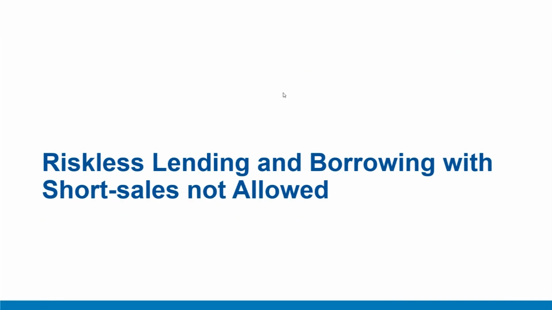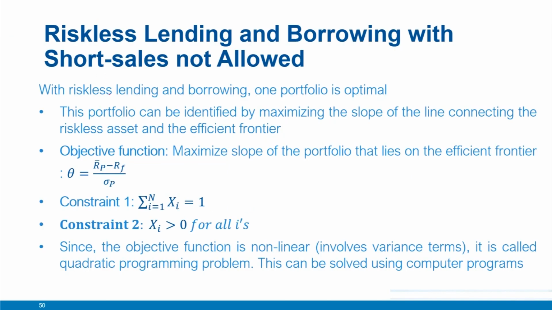In this video we'll discuss the riskless lending and borrowing case with short sales not allowed. We'll discuss only how to formulate the problem equations, but the actual derivation of mathematical formulations is outside the syllabus and mandate of this discussion. Recall, we said that with riskless lending and borrowing, the one tangency portfolio was optimal, and this portfolio could be identified by maximizing the slope.